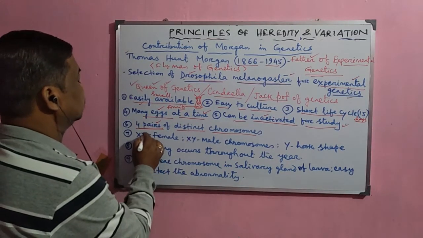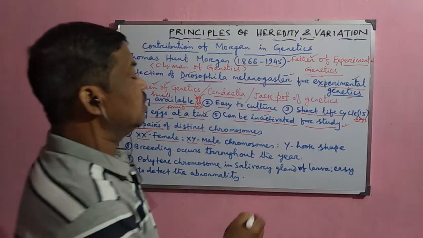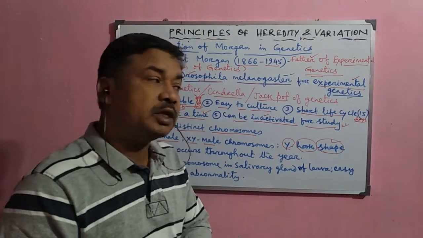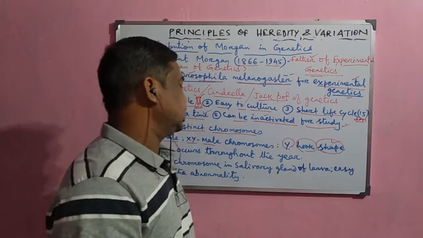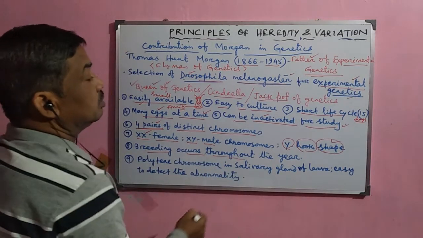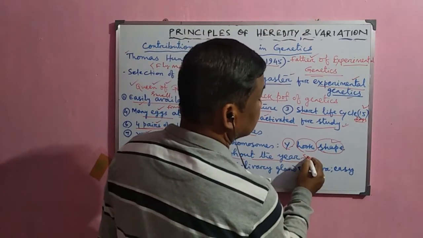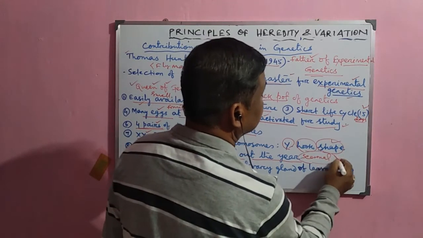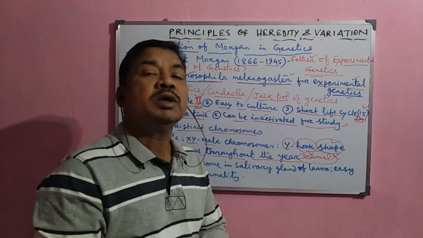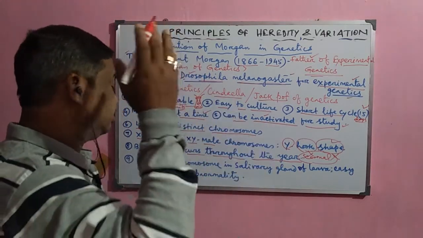Next, the sex chromosomes: XX is the female sex chromosome, and XY is the male sex chromosome, and the Y chromosome is a distinct hook-shaped chromosome. So it is very easy to distinguish the male organism from the female organism from the chromosome itself. That is another important character for its selection. Now, breeding occurs throughout the year. The life cycle is very short, no doubt, within 15 days. So in a year, without any season, since some organisms are seasonal in nature, meaning they only reproduce in a particular season, but this Drosophila breeds throughout the year. So we can get the offspring throughout the year, and we can study not once, twice or thrice, but many times in a year.